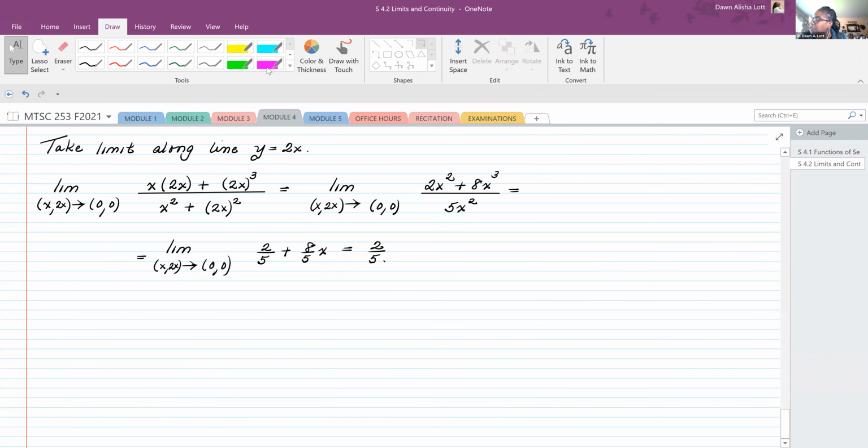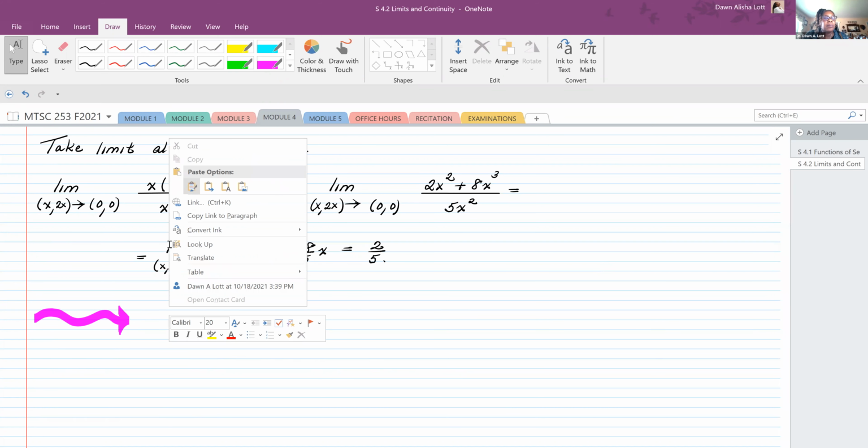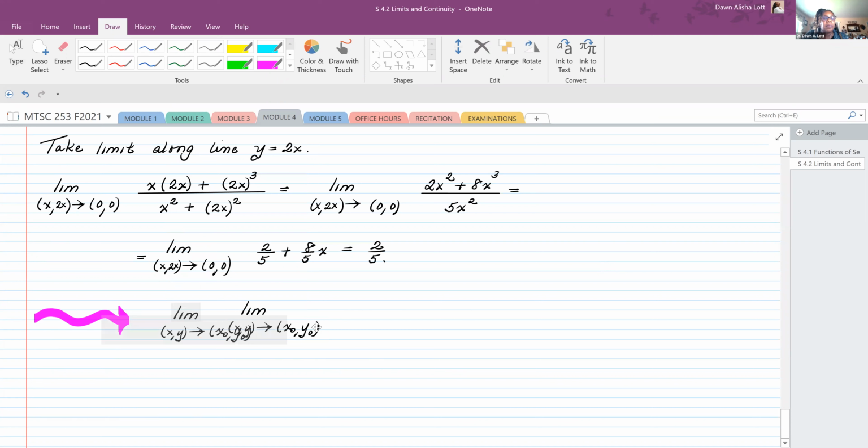So all of that means that the limit as x, y approaches 0, 0 of f of x, y does not exist, because I have to get the same limit from every direction. Okay.